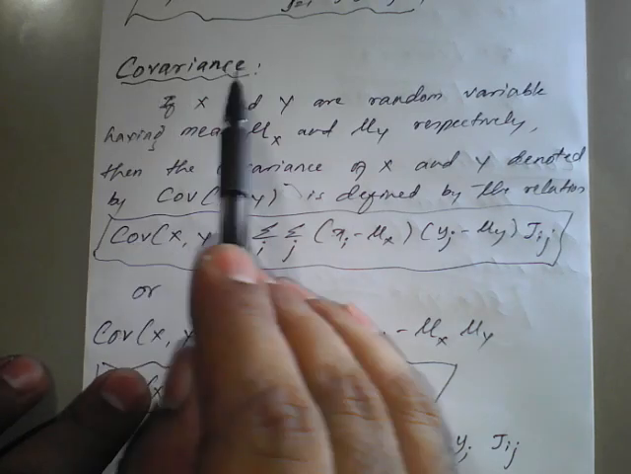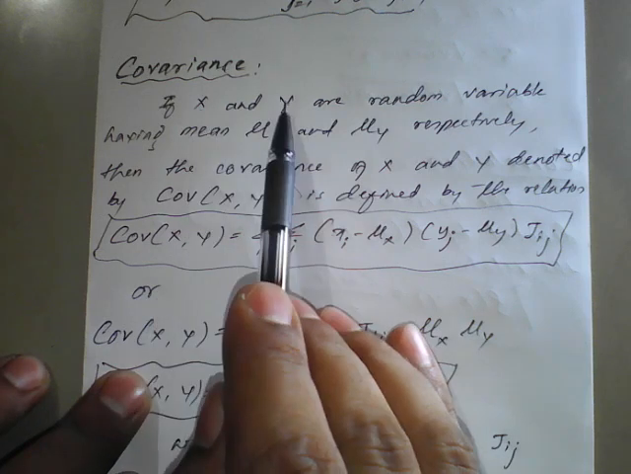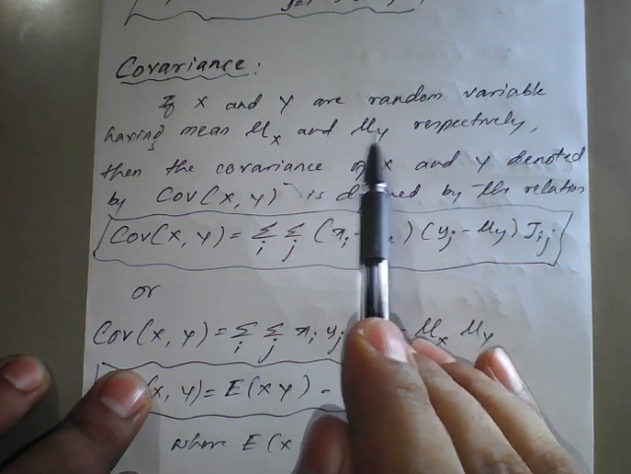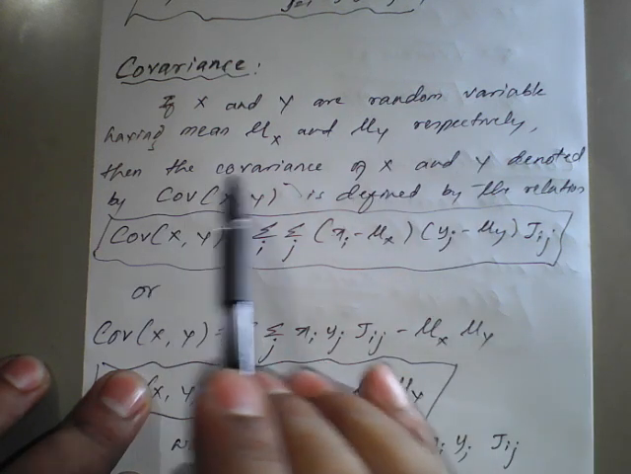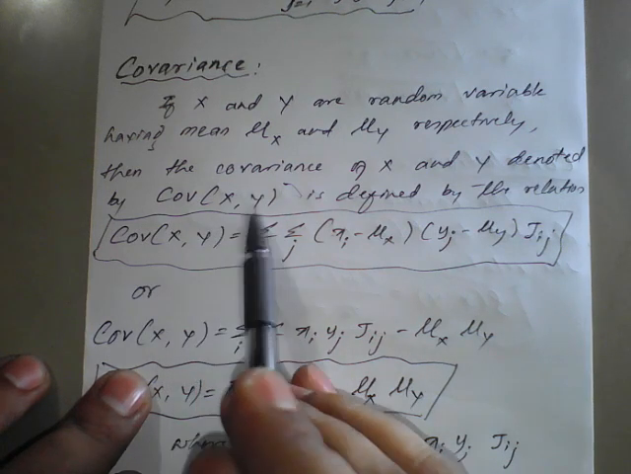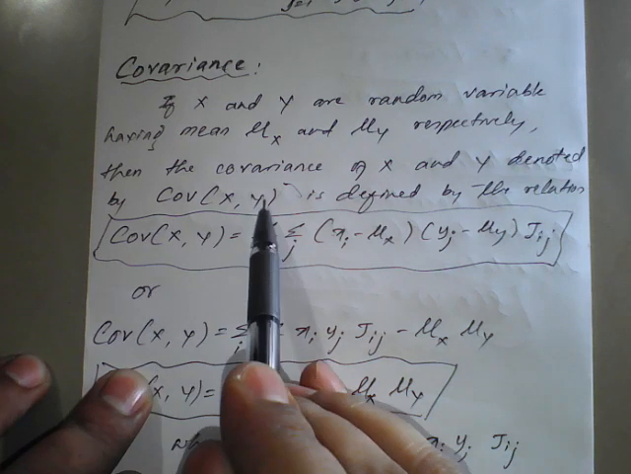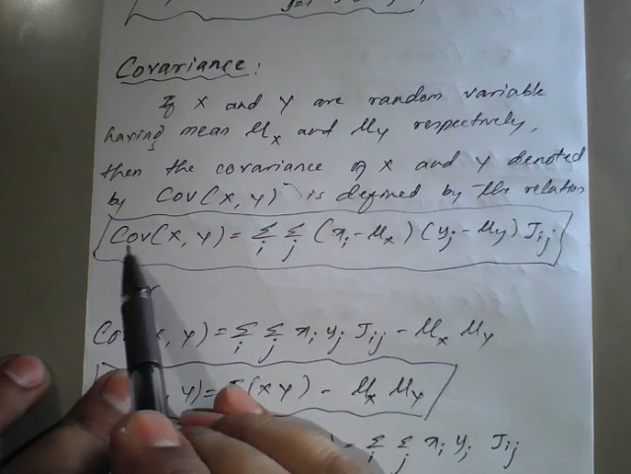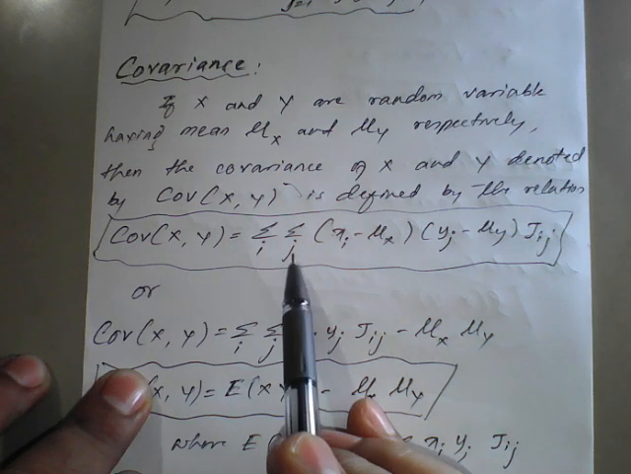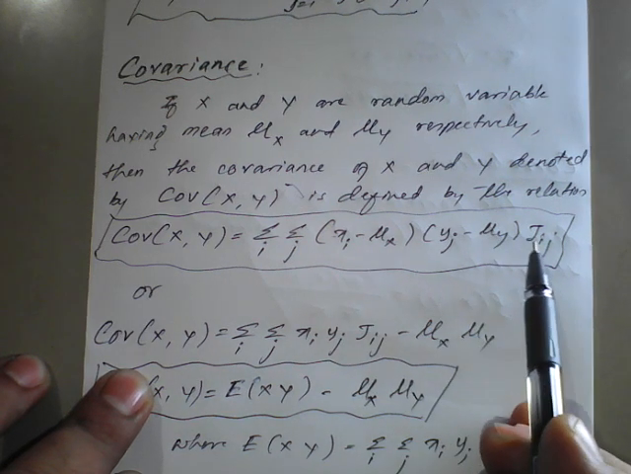Similarly, what is the covariance, we'll see now. If capital X and capital Y are random variables having means mu of x and mu of y respectively, then the covariance of x and y, denoted by COV of capital XY, is defined by the relation: COV of XY is equal to the summation over i, summation over j of (xi minus mu x) into (yj minus mu y) times f of ij.